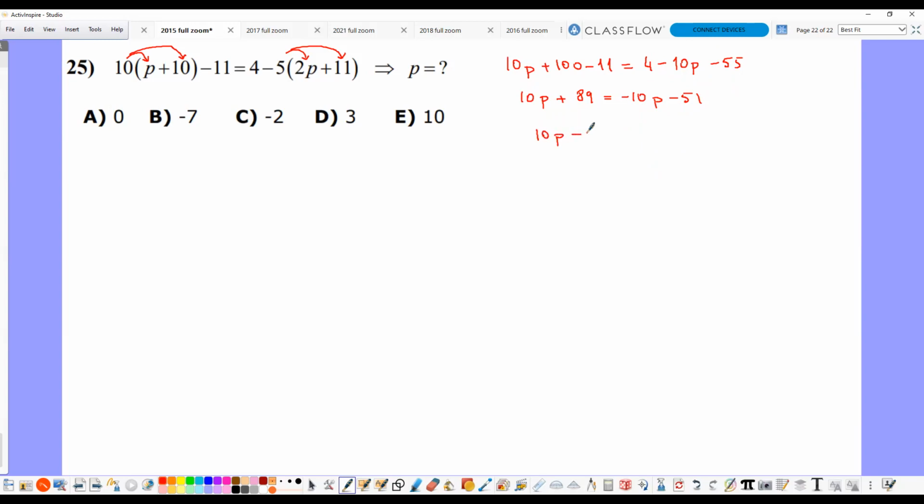10p plus 10p is going to be equal to minus 51 minus 89, so 20p is equal to minus 140. p is equal to minus 140 divided by 20. p is going to be equal to minus 7, which is the B choice.